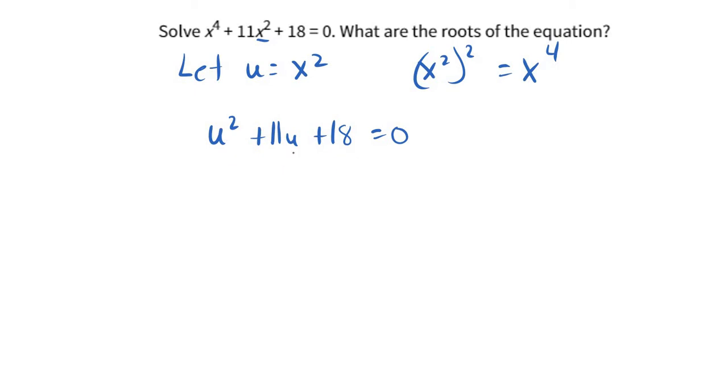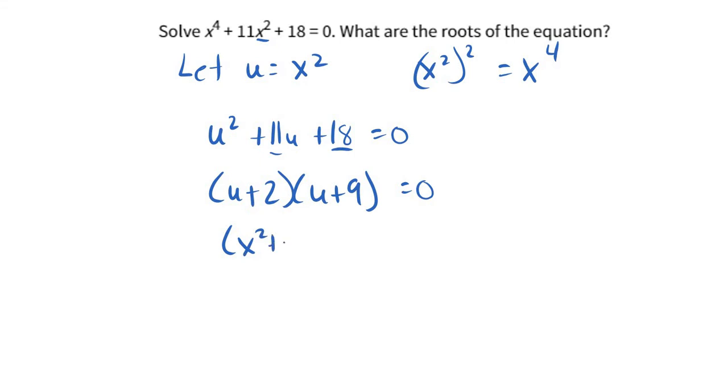Now, let's factor this. Or you can use the quadratic formula or complete the square if you needed to, but this will factor. Factors of 18 that add to 11. Hey, 2 and 9 will work. So (u plus 2)(u plus 9) equals 0. Of course, u could be negative 2 or u could be negative 9, but we're not solving for u, we're solving for x. So let's plug back in.